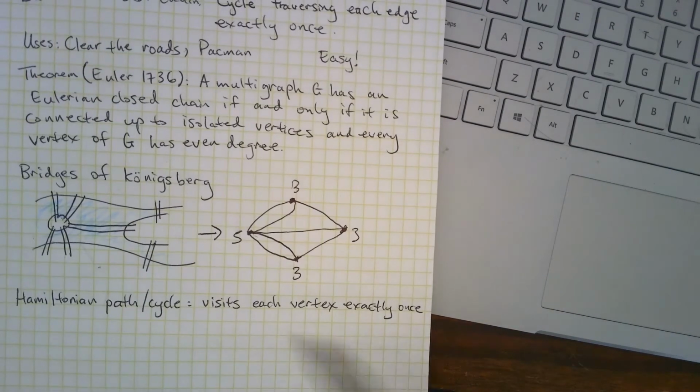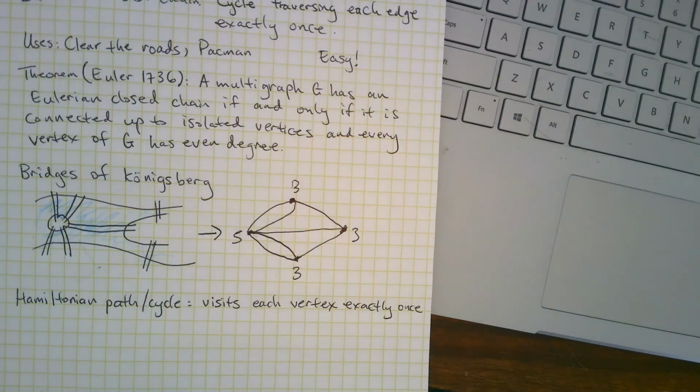Well, look at this one. Every vertex has odd degree. There are 4 vertices with odd degree. There's no way I can make even an Eulerian path, is what this would be called, not a closed chain. It doesn't have to be a cycle. Can't do it. Okay, so that's the solution to the Bridges of Königsberg problem. I cannot cross each bridge exactly once.